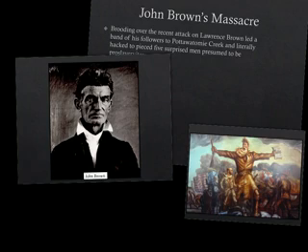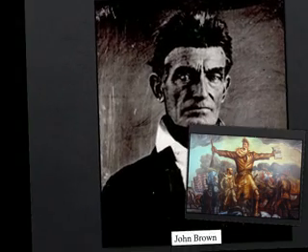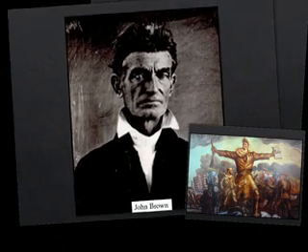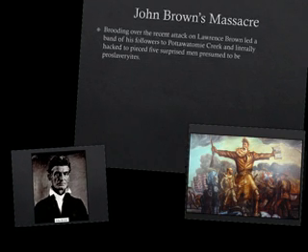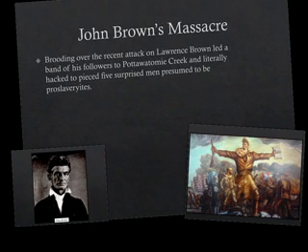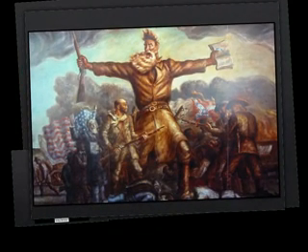And then we have the famous story of John Brown, brooding over the recent attack on Lawrence. He led a band of followers to Pottawatomie Creek and literally murdered 5 surprised men presumed to be pro-slavery. And this is a mural that is actually in the state capitol in Topeka of John Brown.